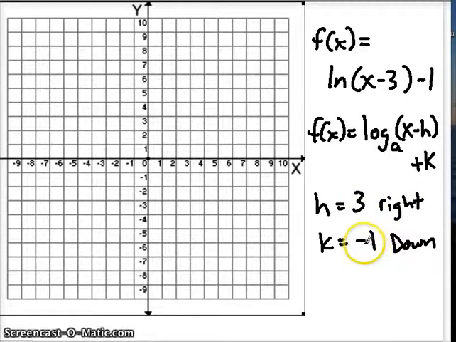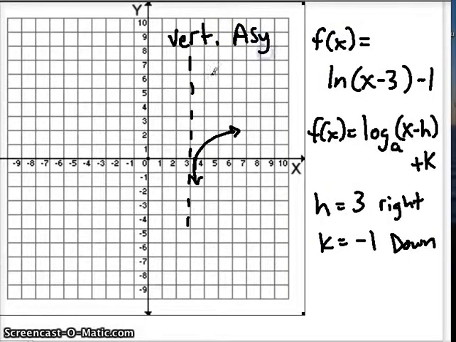So if I take that basic shape that I had and just shift it from the origin here, I'm going to shift it right 3 units. So now I'm looking like this, and I'm going down like that. Right here, now instead of the y-axis being my vertical asymptote, x equals 3 is my new vertical asymptote because I got shifted right 3 spots. I also got shifted down 1 spot.